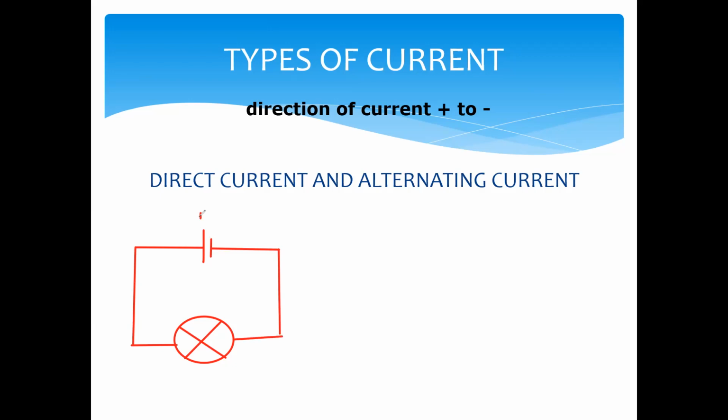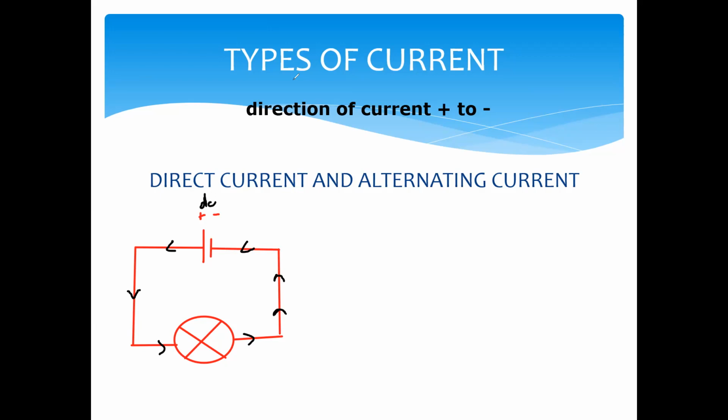On the left hand side we have a positive terminal, on the right hand side we have a negative terminal. When the charges start to flow, they flow from positive to negative, and it will continue to flow. It does not change its direction. So when the charges are moving, the conventional current does not change direction. This type of current we call DC.